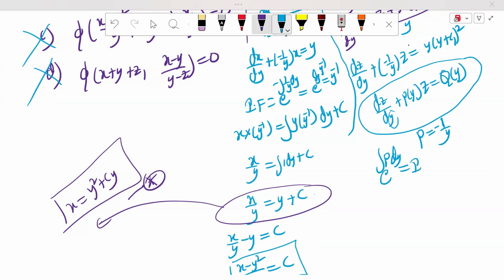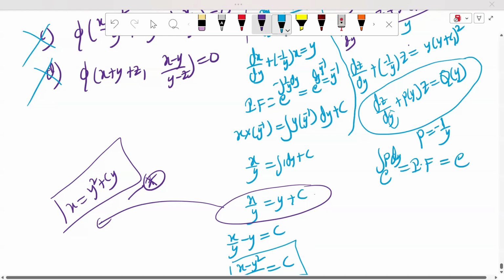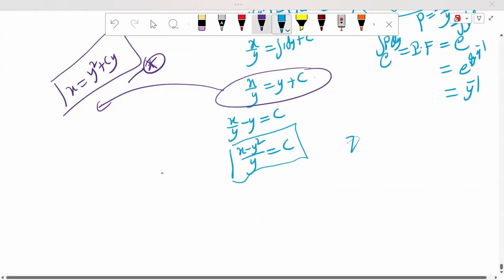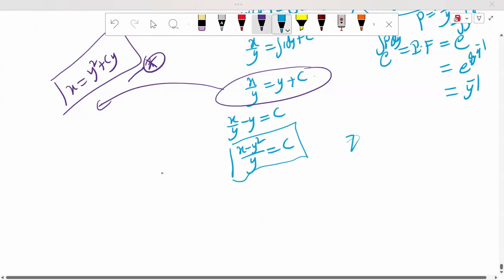It is the integrating factor, nothing but e to the power of integration -1 by y dy, which is e to the power of log y inverse. So y inverse is the integrating factor. What is the solution, sir? It is z into the integrating factor equal to integration q into the integrating factor, with the independent variable y, dy plus c.